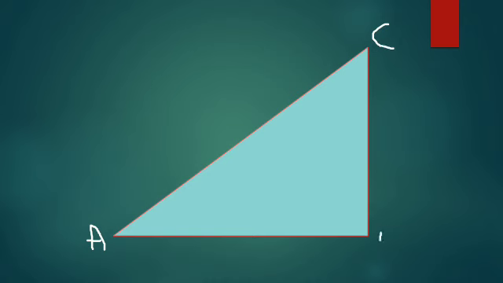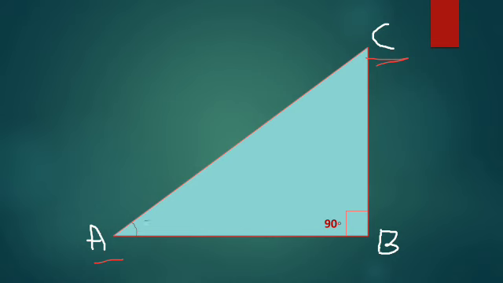Now let us name the vertices of the right triangle as A, C, B. So here ABC is a right triangle. As you all know, one angle of a right triangle will be 90 degrees. So in this triangle, angle B will be the right angle, that is 90 degrees. Now the other two angles, angle A and angle C, will be acute angles.